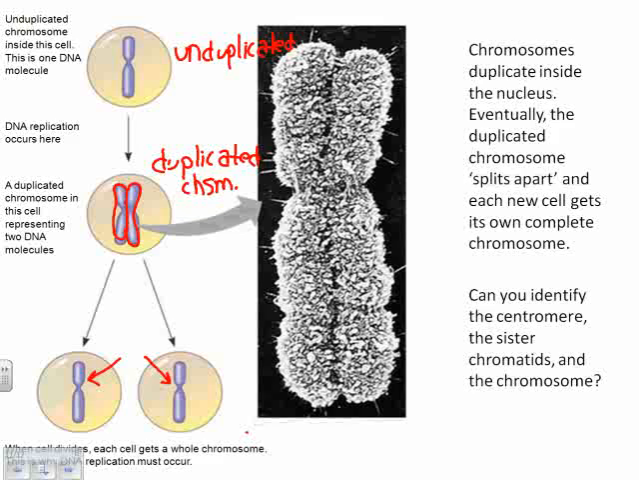As we see in the verbiage on this side, chromosomes duplicate inside the nucleus, and eventually the duplicated chromosome splits apart, and each new cell gets its own complete chromosome.